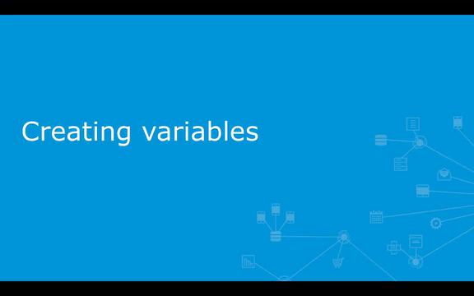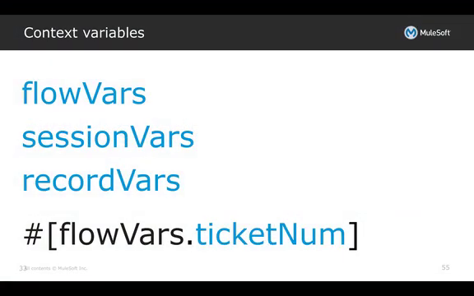Creating variables. Variables, similar to the other areas that we were looking at, also have a context to them. There are the flow var context, the session var context, and the record var context. Similar to our other expressions we've seen, variables can also be accessed through dot notation, and oftentimes when accessing map data, it's once again preferred to use that bracket notation you saw earlier.